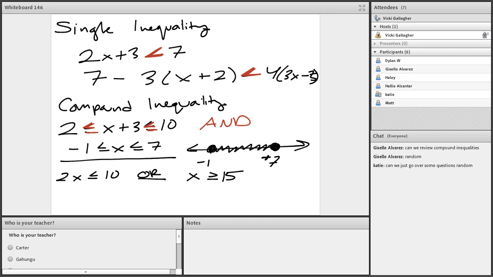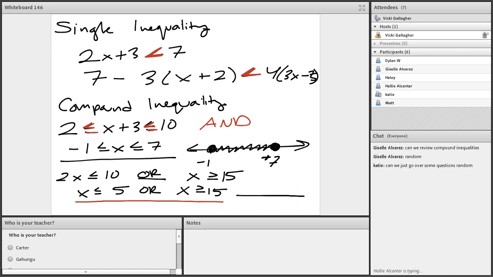So on an OR problem, it would definitely have the word or typed into the question. And when you're writing your final answer for an OR problem, it's very important that you write the word or as part of your answer. So on an OR problem, we definitely want to see that word or on the answer line. And so this is what it would look like when you're writing a final answer for an OR problem.